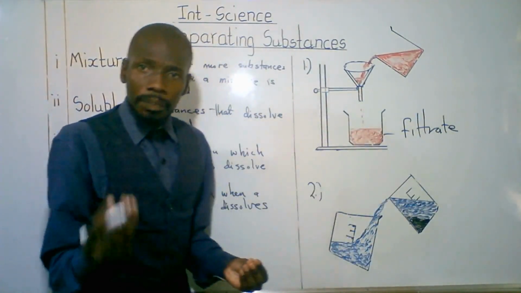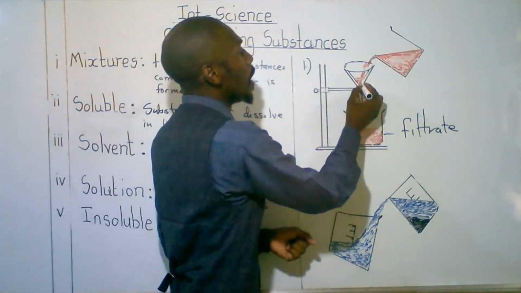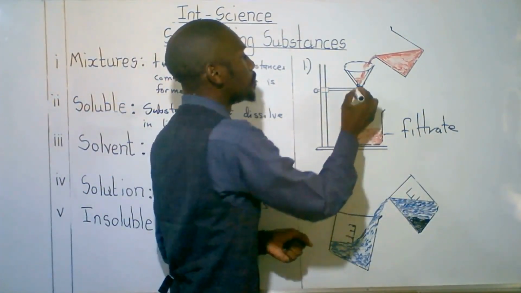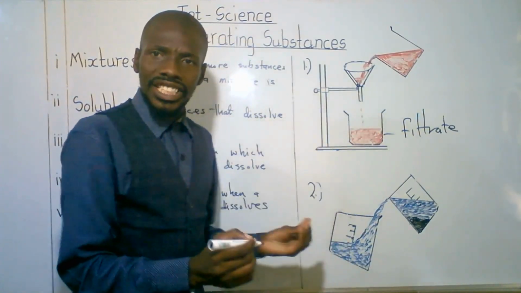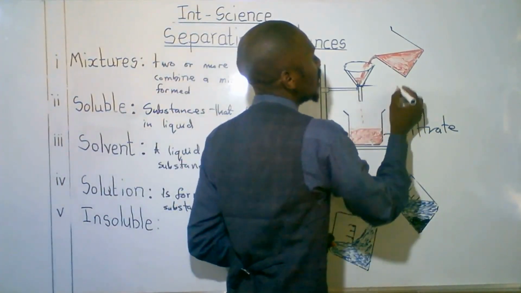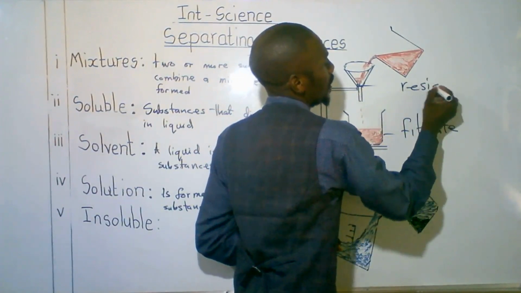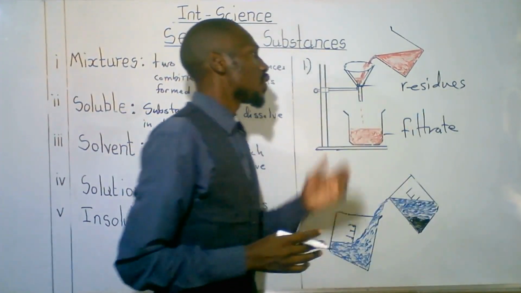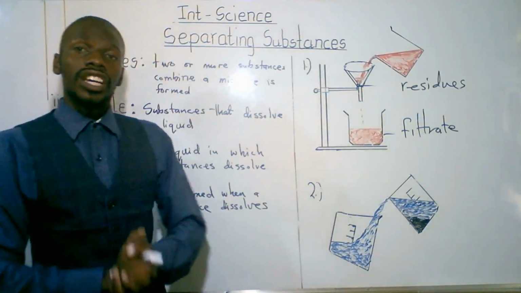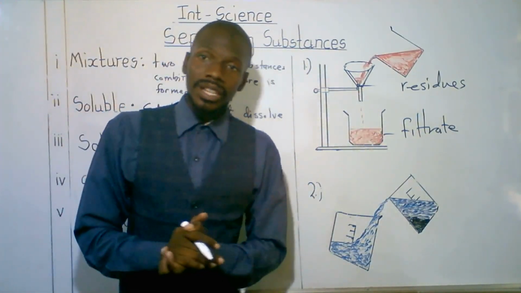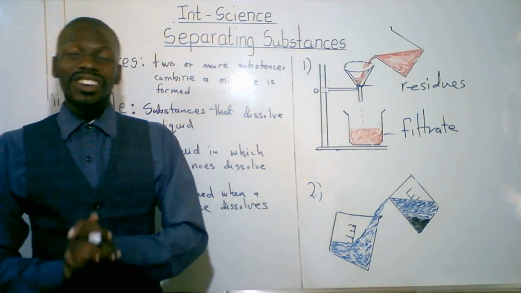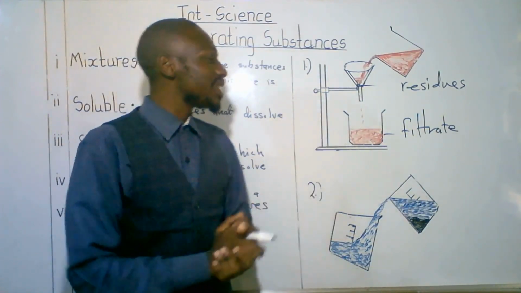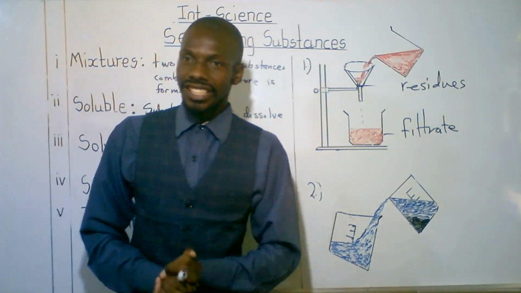The solid particles are going to be trapped there. These solid particles are known as residues. Are we together? They are known as residues. So we can use this method to separate soluble substances from insoluble substances. This method is known as the filtration method.